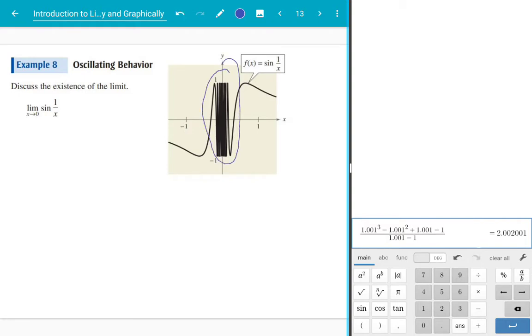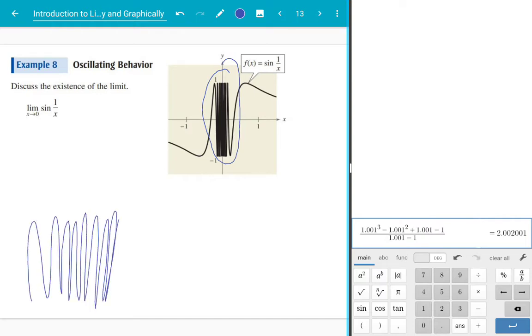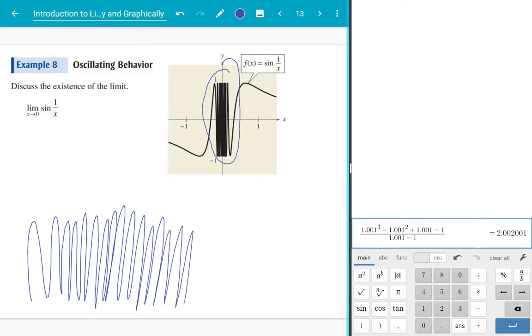What I want to show you, if we zoomed in really, really close, is this: the function's going up and down, up and down, an infinite number of times with basically no space in between the curves. What we call that is oscillating behavior.